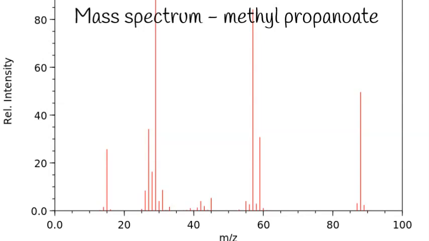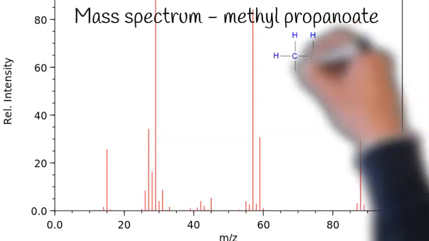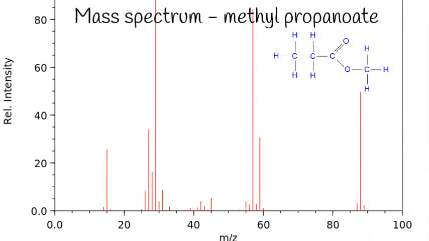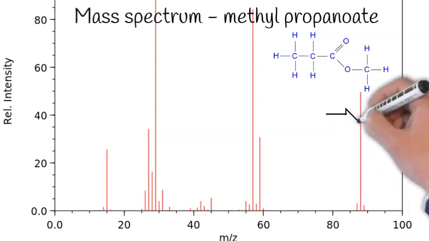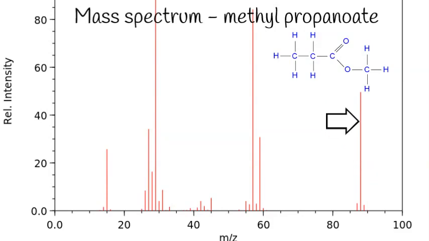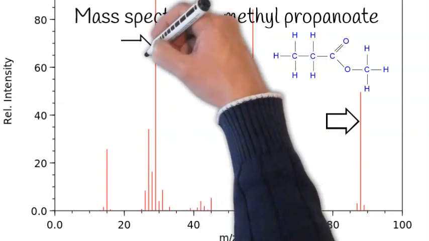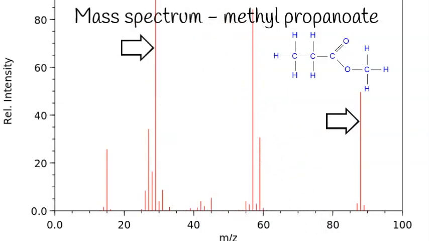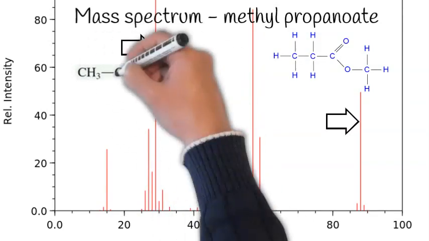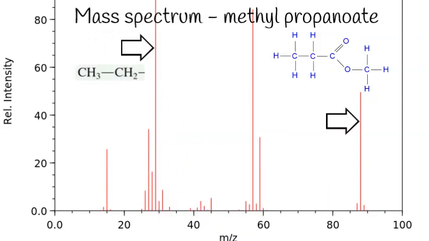Let's look now at how the mass spectrum might look for these fragments. Here's a reminder of the original molecule, methylpropanoate. This is the molecular ion peak, 88 grams per mole, and the peak is at 88 m/z. This is the base peak, the highest peak on the spectrum, and you'll note that this peak is at 29 m/z, which corresponds to this fragment here of 29 grams per mole.